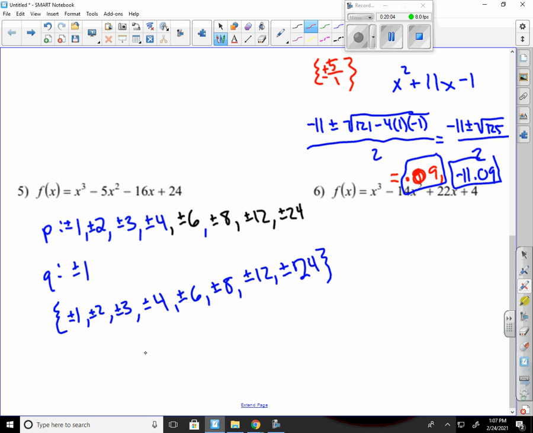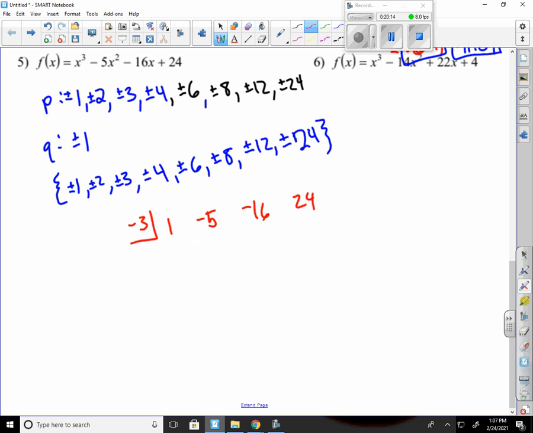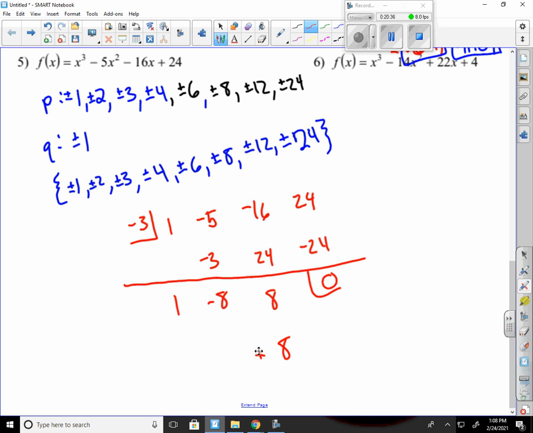When I do -3 now, 1, -5, -16, and 24. Bring down the 1, -3 times 1 is -3. -5 minus 3 is -8. -3 times -8, positive 24. That's 8. -3 times 8, -24, gives me a 0. Backfill x squared minus 8x plus 8.